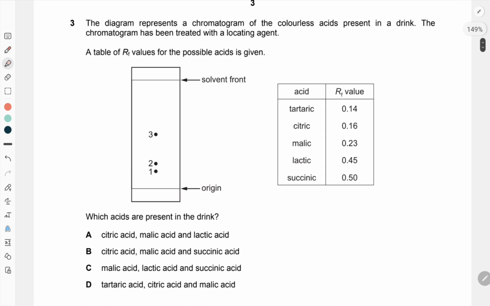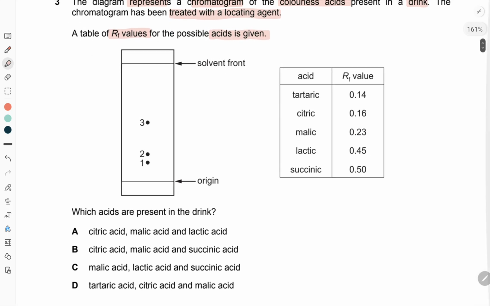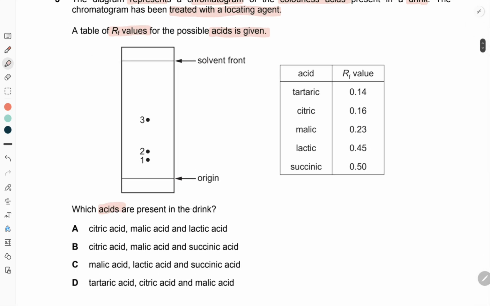Okay, question number 3. The diagram represents a chromatogram of a colorless acid present in a drink. So we have a colorless acid present in a drink and we have its chromatogram. The chromatogram has been treated with a locating agent to make it visible. The table of Rf values for the possible acids is given. So here's the table and here's the chromatogram. Which acid is present in the drink? These are different acids, and you can see the different Rf values of every acid.